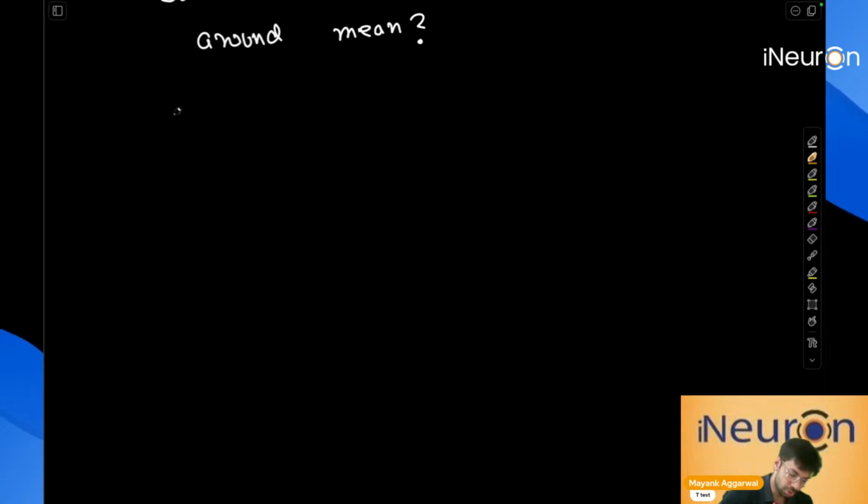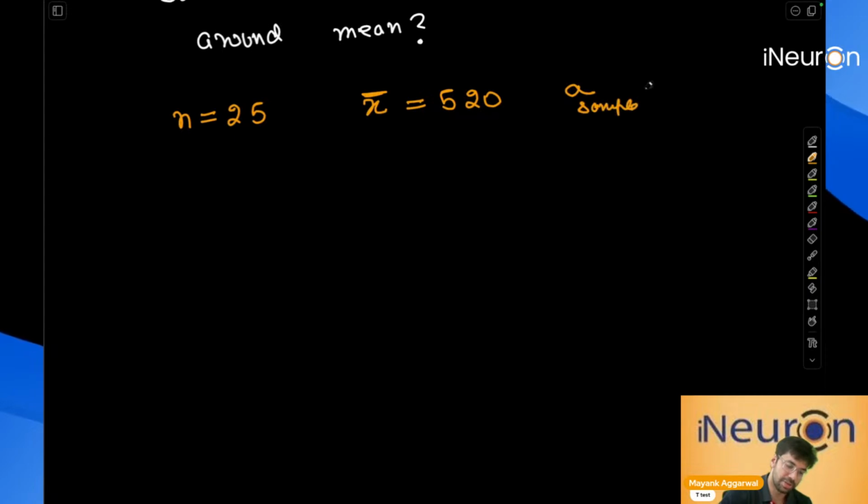Let us first write, in these types of questions, what all we are given. So n is equal to 25, we know that. X bar, which is the sample mean, we know that it is 520, and we know the sigma of the sample as well. The sample sigma we write with S, and it is equal to 80, right everyone? So this is what all we know.